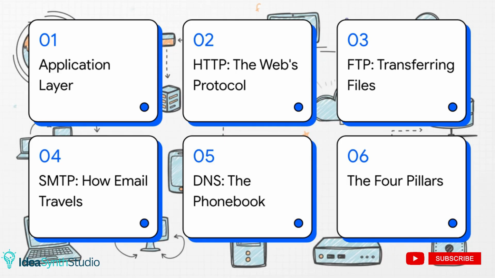So here's the game plan. We'll kick things off with the application layer. That's kind of the neighborhood where all these protocols live. Then we'll get into the big four, one by one: HTTP, which is all about web browsing; FTP, for moving files; SMTP, the engine behind email; and DNS, the internet's phone book. And then we'll tie it all together to see how these four pillars hold everything up.